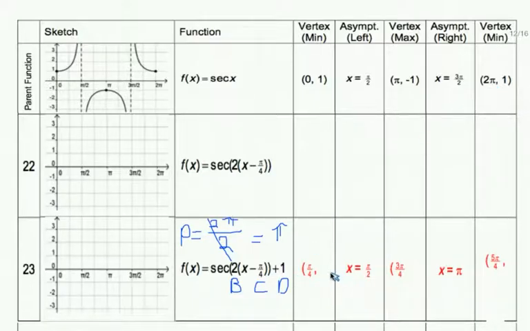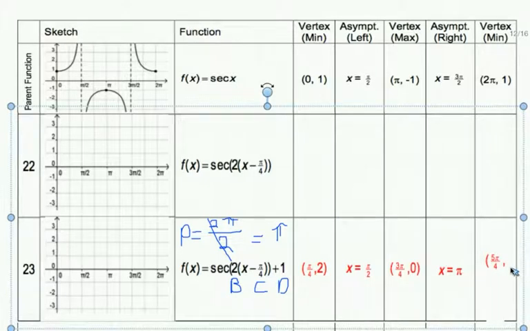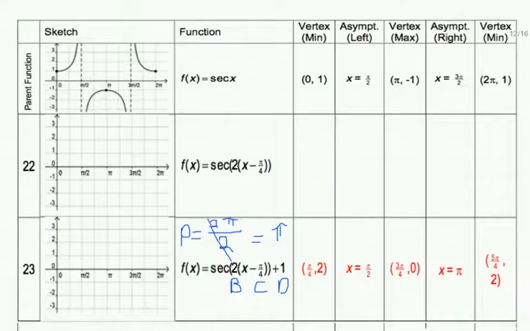All right, now notice I skipped all the y values. This D value is going to affect your y value, and basically you're just shifting it up 1 unit, so all my y values need to have a 1 added to them. So 1 plus 1 is 2. Negative 1 plus 1 is 0. And then 1 plus 1 again is 2. This box wasn't wide enough for me to put them side by side.